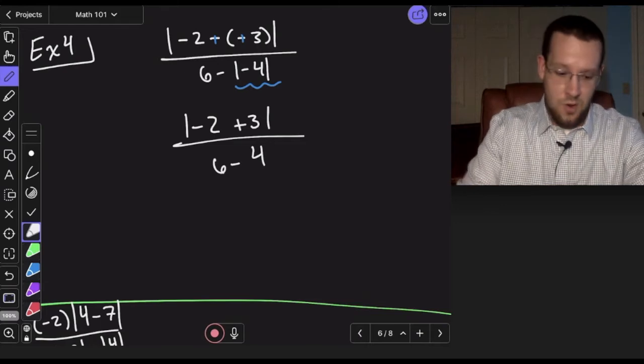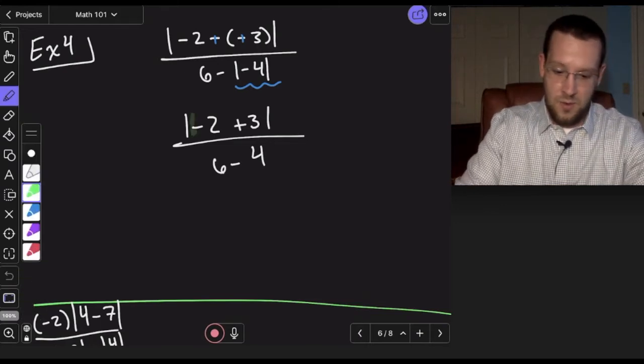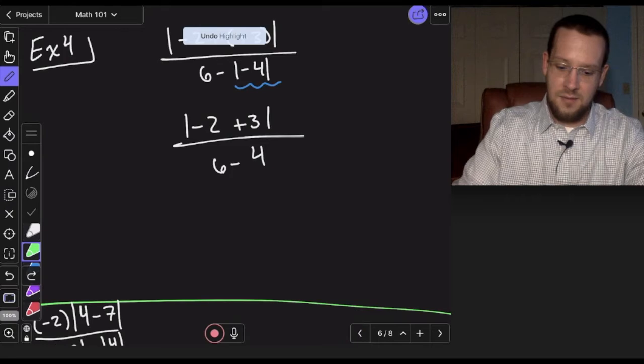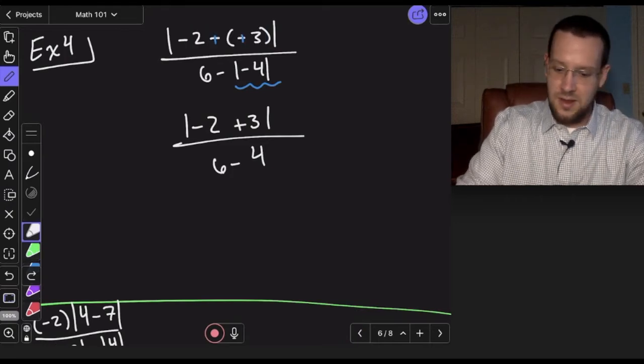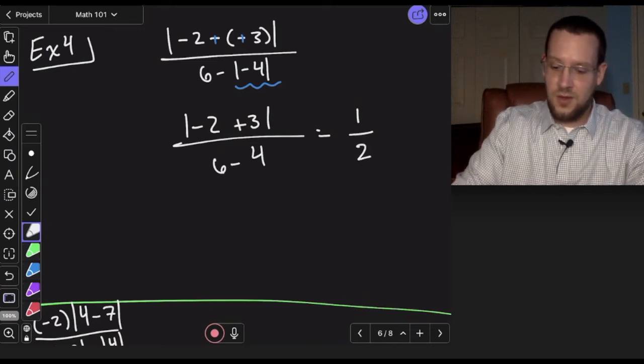So now again, working within the absolute value signs, we have -2 plus 3. This is 1, and the absolute value of 1 is 1. And 6 minus 4 is 2, and so our answer here is 1/2.